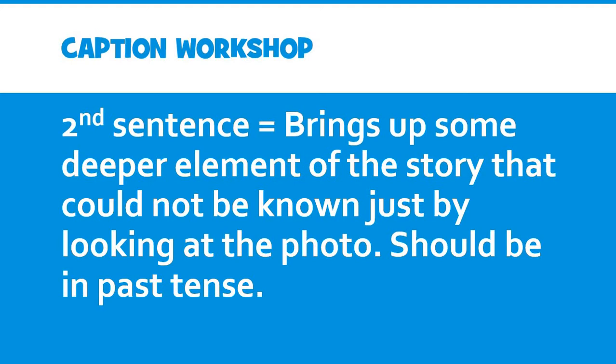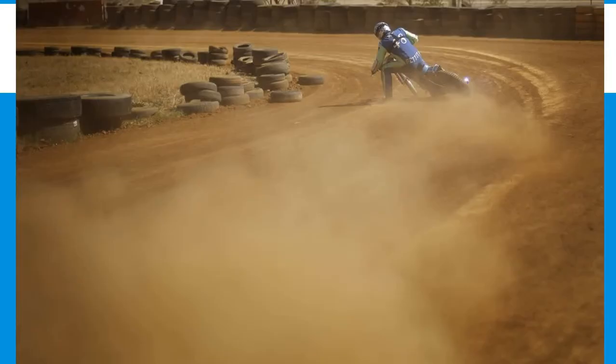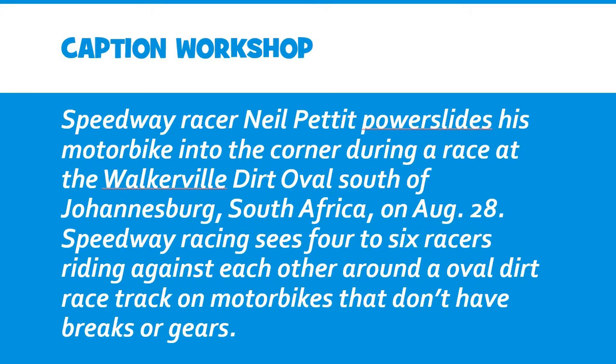So let's look at some examples and look at some photographs with some captions that go along with them. These are all from a photo story that has to do with some dirt track riders on motorcycles in South Africa. So here, pretty cool photograph. There's the motorcycle going around a corner. So the cut line for this will say, "Speedway racer Neil Pettit power slides his motorbike into the corner during a race at the Walkerville Dirt Oval south of Johannesburg, South Africa, on August 28."